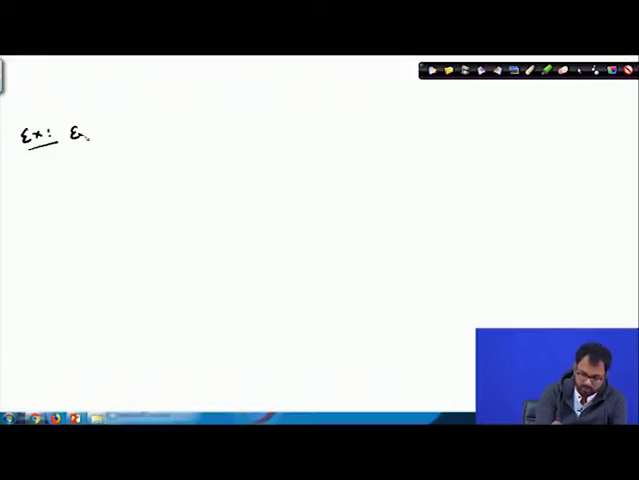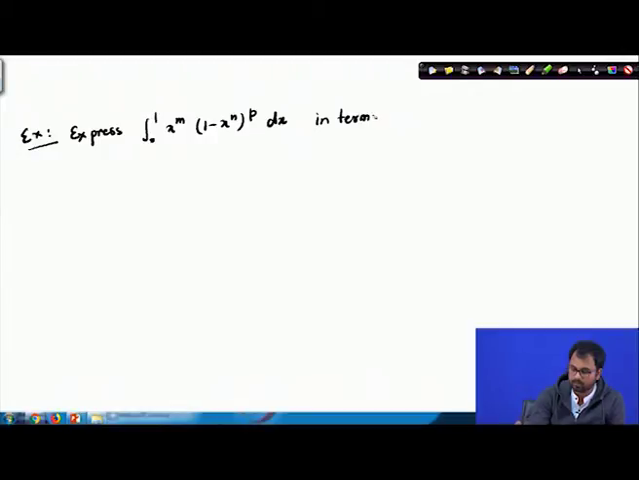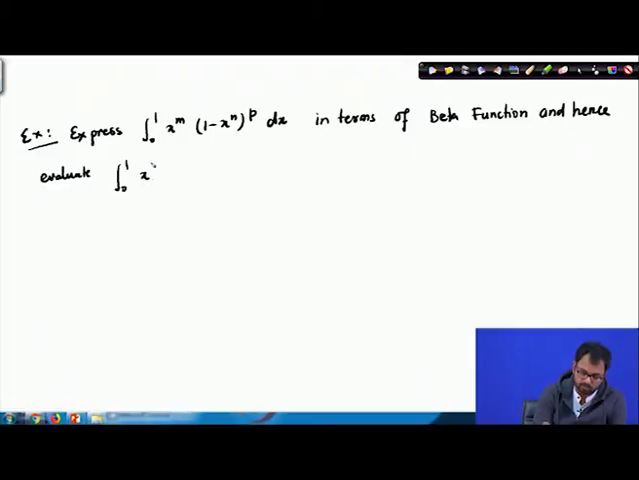It says, express the integral from 0 to 1 of x to the power m times (1 minus x to the power n) whole to the power p dx in terms of beta function, and hence evaluate the integral from 0 to 1 of x to the power 5 times (1 minus x to the power 3) whole to the power 3 dx.